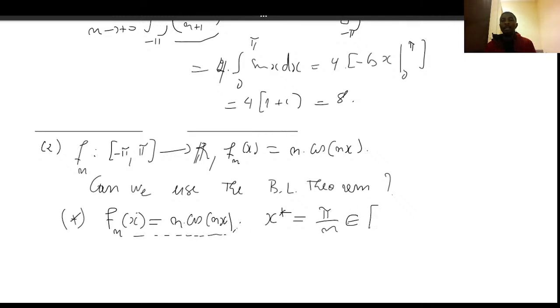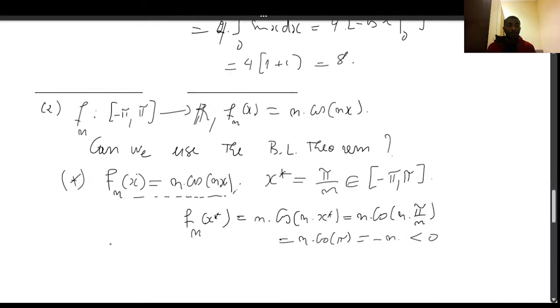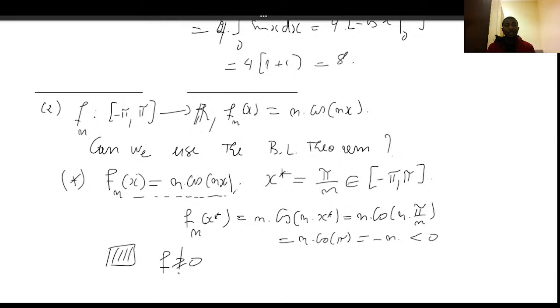You can see that this is an element of minus pi to pi, so it is an element of the domain of fn. If fn were positive, when we compute we must find a positive number. Let's see. This gives us fn of x star, which is n cosine of n times pi over n, which is equal to n cosine of pi, which is minus 1 times n, which is less than 0. So this is not possible. fn is not positive, so we cannot use the Beppo Levi theorem.